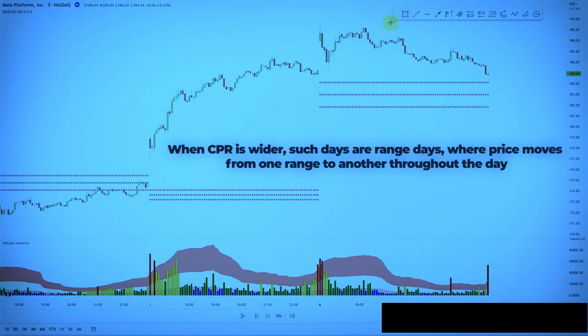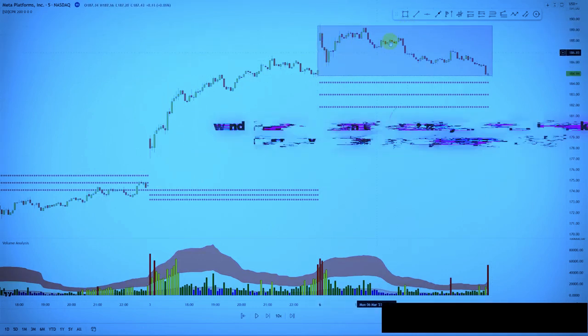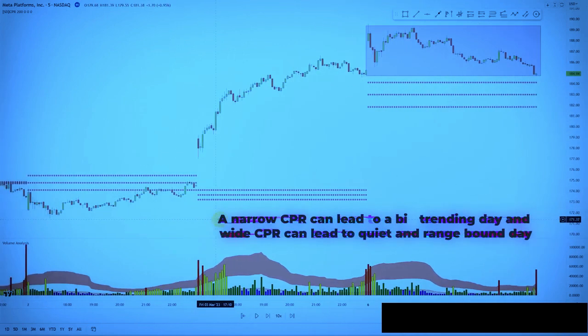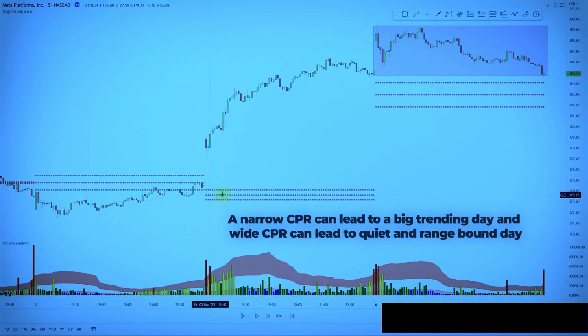Look at this example. We had a strong move upward, so the next day the CPR was quite wide. We had a range day around this area. And remember the previous rule, a wide range means that it's more difficult for the price to break the area. Another observation is that a narrow central pivot range can lead to a big trending day, and the wide central pivot range can lead to quiet and range-bound days.